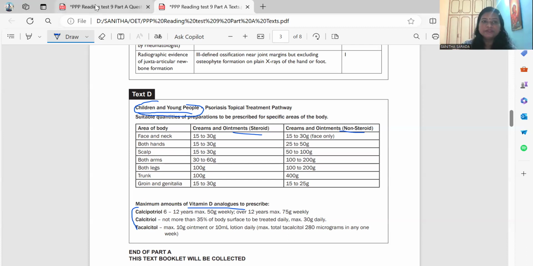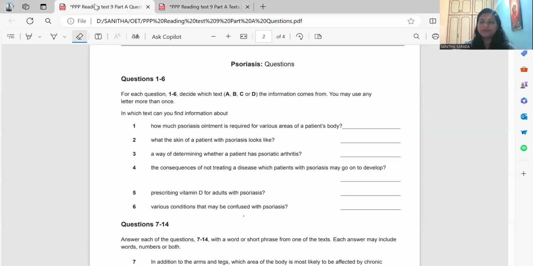Now you are going to approach the questions. It is my humble request, don't try to do questions 1 to 6 in the first pass. That is very important. If you try to complete questions 1 to 6 first, it will be a waste of time. But maybe if you are good in English, it's okay.